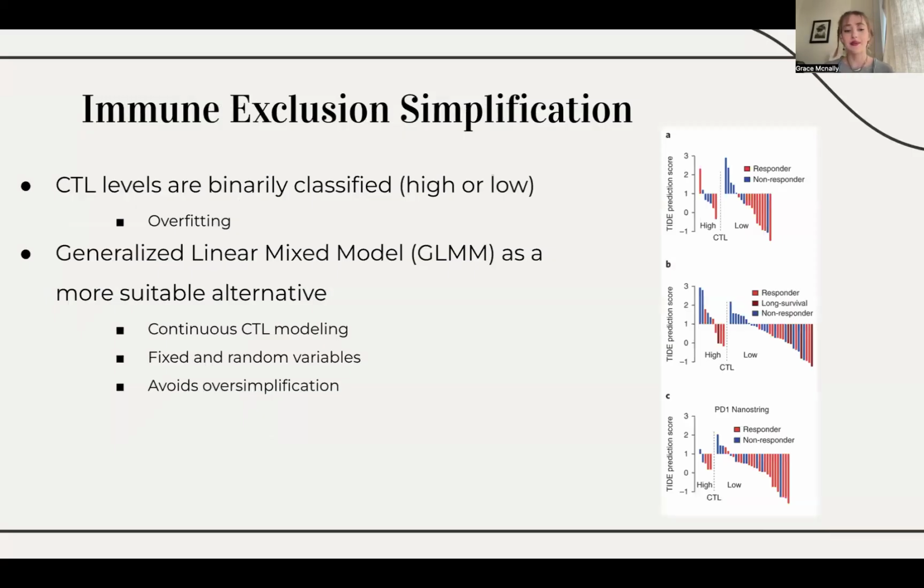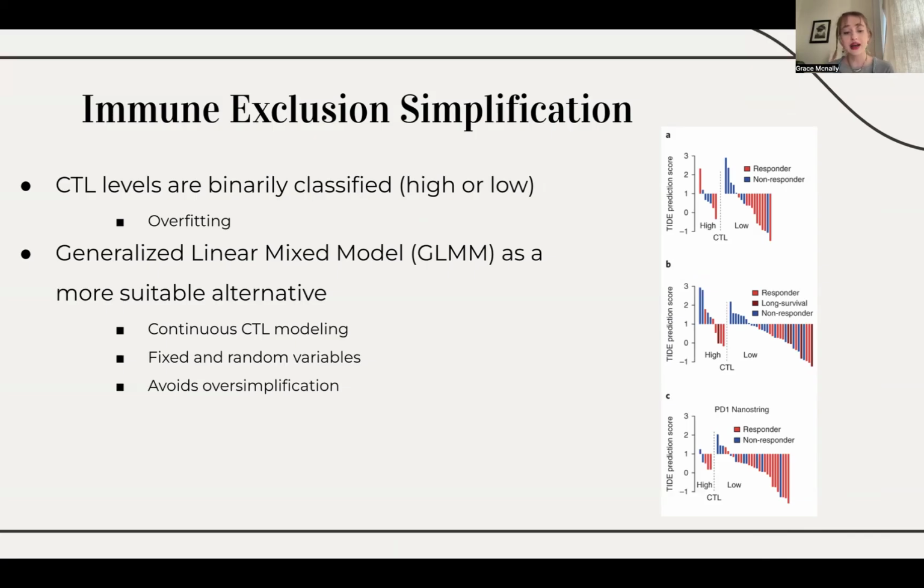So my next critique of this paper is the simplification of immune exclusion. CTL levels are a major TIDE identifier in ICB resistance. The authors in this paper binarily classify CTL levels as either high or low. This gross oversimplification does not capture microenvironment interactions in tumor cells, T cell trafficking, or patient-specific variations. This may result in overfitting for data sets with different immune profiles that do not fit into a binary model. Overfitting resulting in inaccurate prognostic decisions may be detrimental to a patient's well-being.